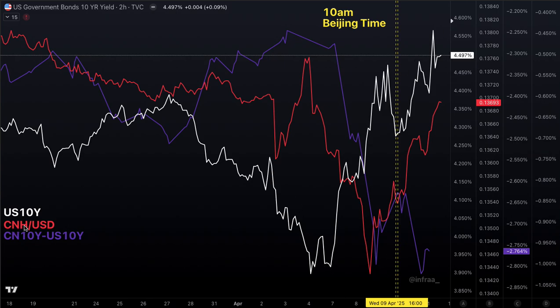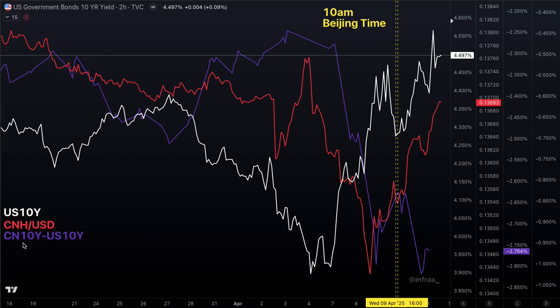In red, we see the Chinese currency over the dollar. So as this line goes down, the Chinese currency is weakening. As it's going up, the Chinese currency is getting stronger. In purple, we see what's called an interest rate differential. This is basically the difference between the Chinese 10-year yield and the US 10-year yield. This is one of the primary valuation metrics that currencies trade on.